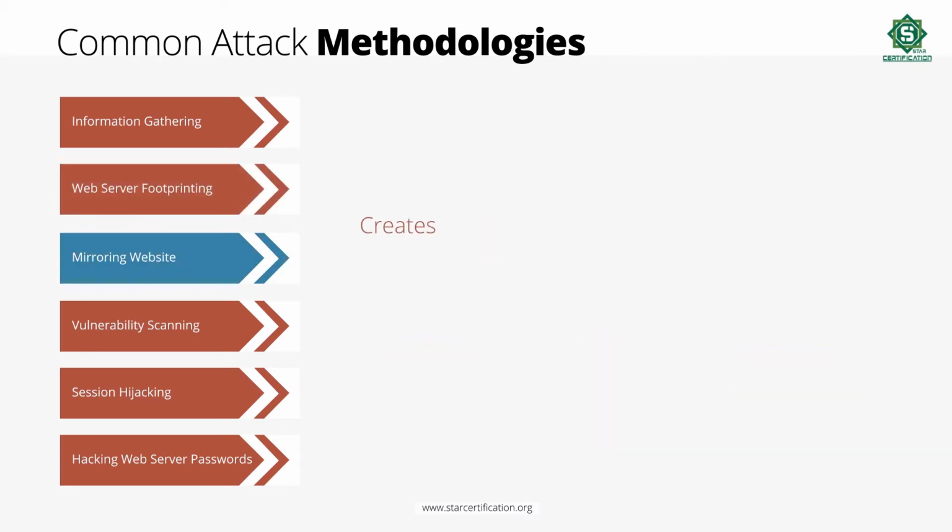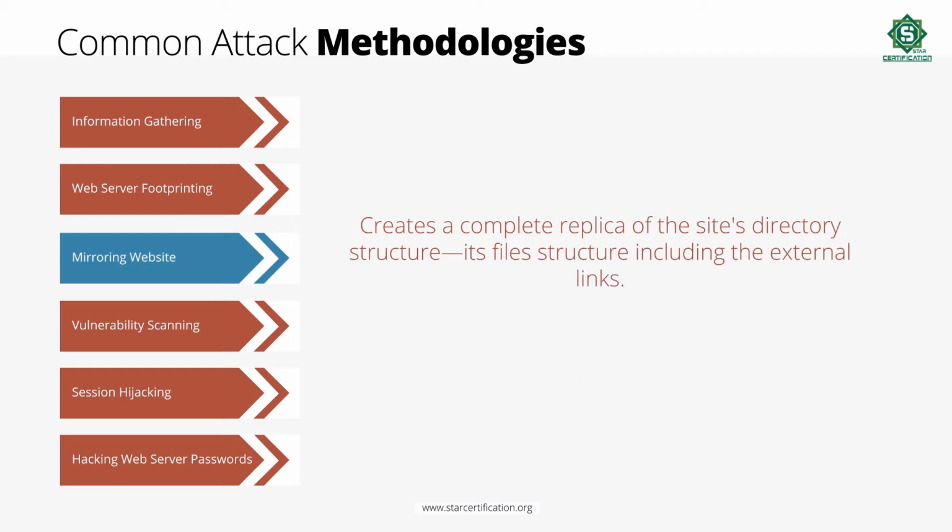Mirroring a website creates a complete replica of the site's directory structure and its file structure, including the external links. Tools such as WebCopier Pro, HTTrack, Black Widow, etc. can be used to achieve this.